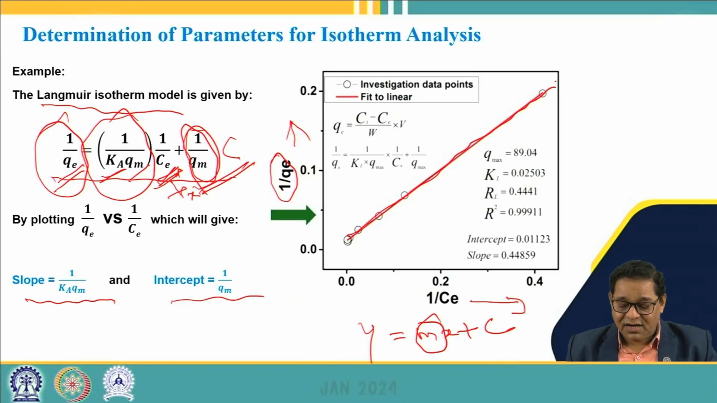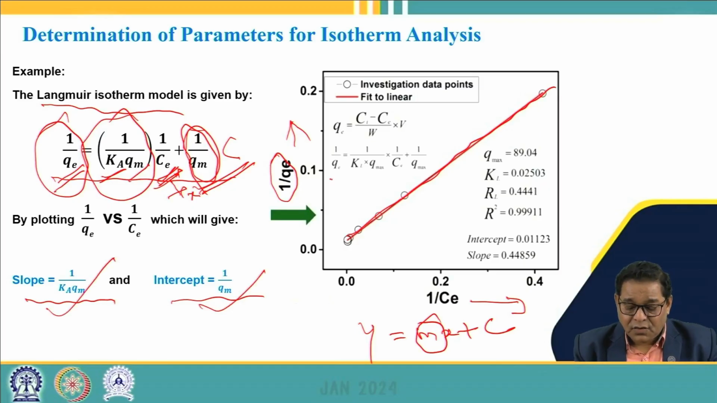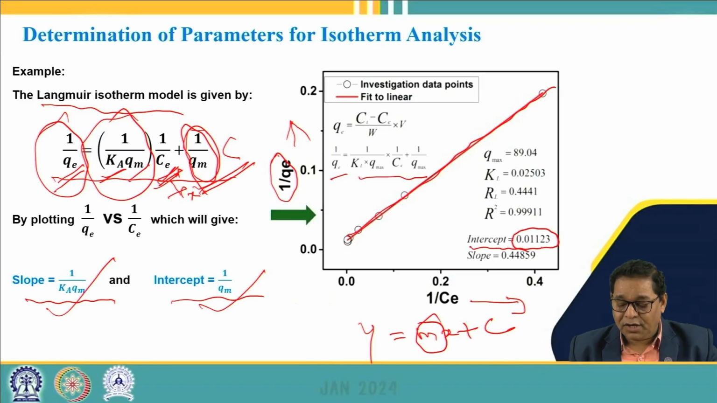And this straight line, if we find out the intercept and the slope of this straight line, we can calculate these model parameters. So here, this 1 upon qe is the equation of the isotherm, and in this the intercept is 0.01123. So this 0.01123 will be equal to 1 upon q max.